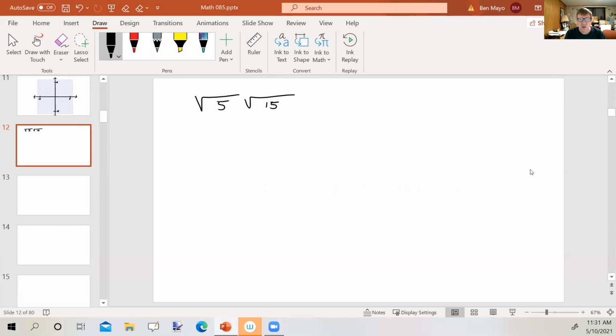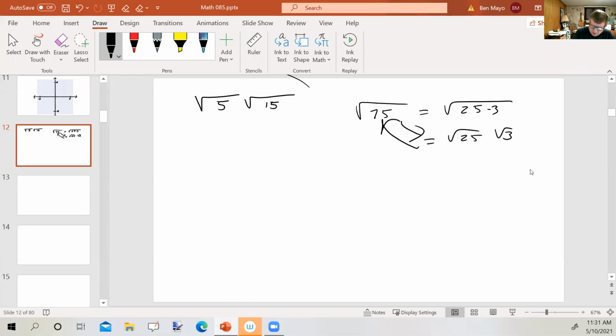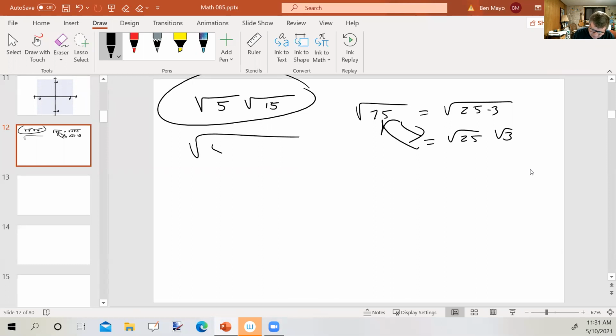Okay, just like we can take a product inside a radical and pull it apart into different factors. So for instance, let's say we have the square root of 75 equals the square root of 25 times 3 equals the square root of 25 times the square root of 3. So just like we can go that direction, we can also go back the other direction. So we could take this and write it as the square root of 5 times 15, which then would be the square root of 75.